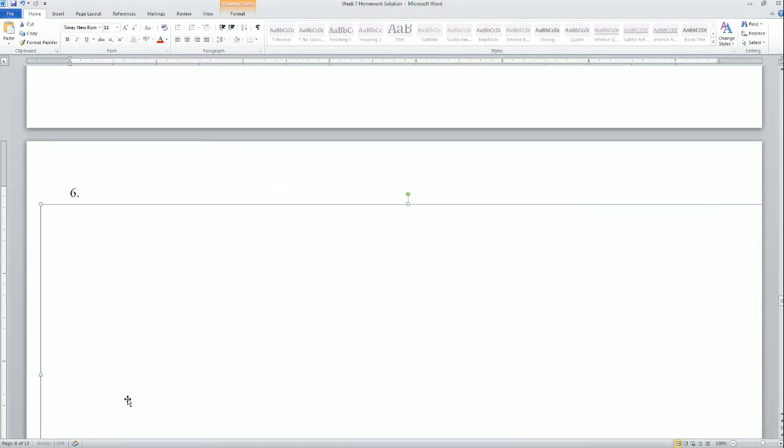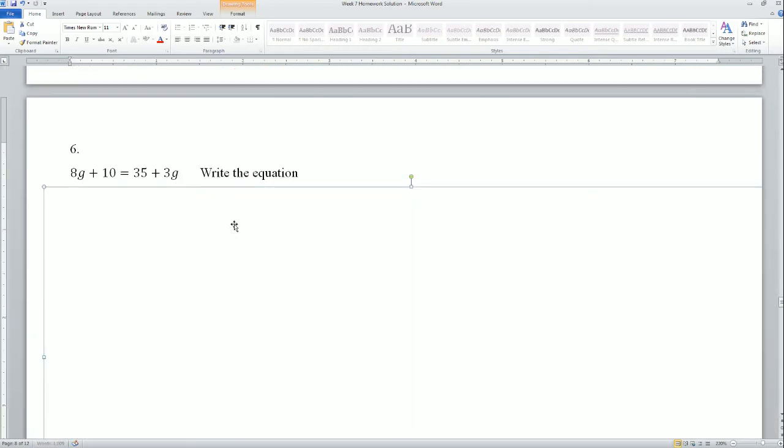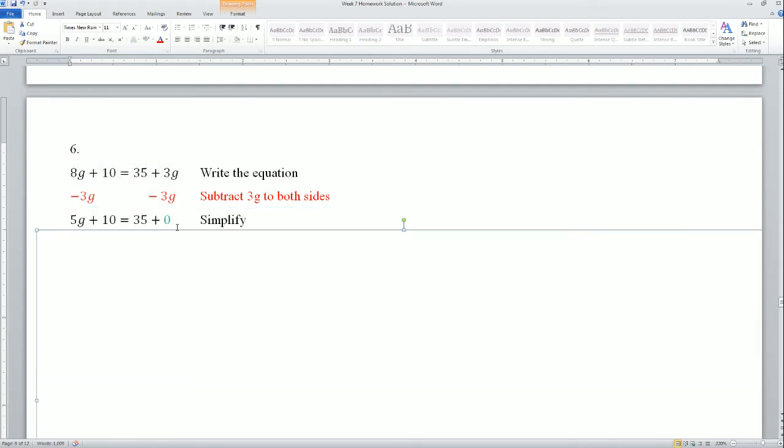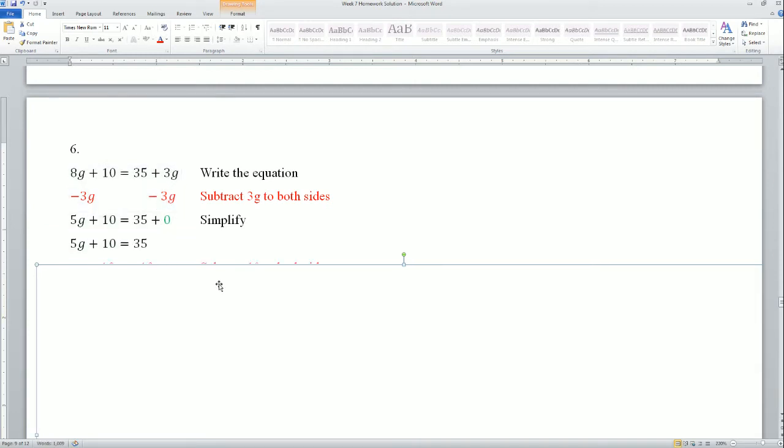We have number 6 now on the board: 8g plus 10 equals 35 plus 3g. Subtract 3g from both sides because that is the smallest variable. Next, what we have is 5g on the left-hand side. 8g minus 3g becomes 5g. The 10 comes straight down, and the 35 comes straight down. Plus 3g minus 3g becomes your 0.